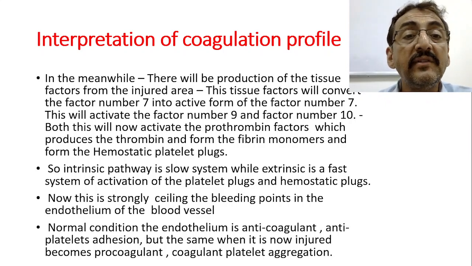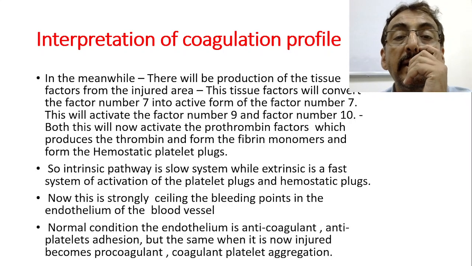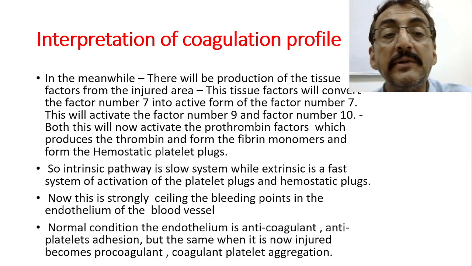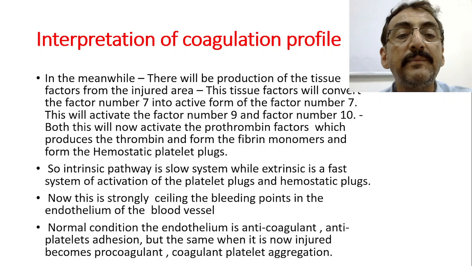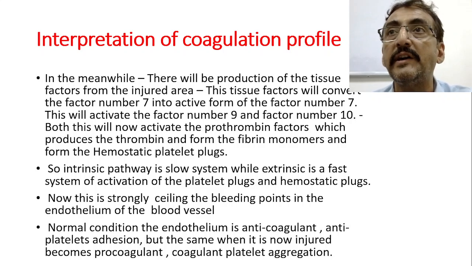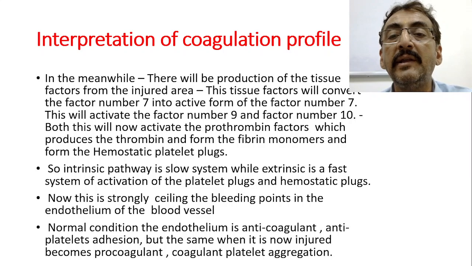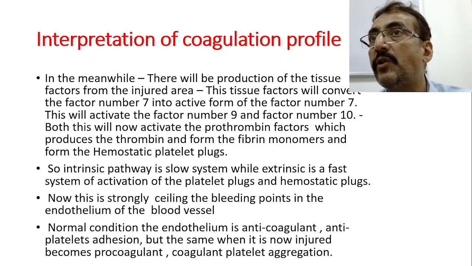7. Now this active form of factor number 7 activates factor number 9 and factor number 10. Both will now activate the prothrombin factors, which produce thrombin and form the fibrin monomers and a hemostatic platelet plug. So this is how the extrinsic pathway works. The extrinsic pathway is a shorter and faster one. वहाँ पे क्या होता है, सीधा factor number 7 एक्टिवेट हो गया, उसने factor number 9 को एक्टिवेट किया, factor number 10 को एक्टिवेट किया, prothrombin बन गया, fibrinogen बन गया, fibrinogen को fibrin बना दिया, mesh बना दिया, हो गया. It's very short.